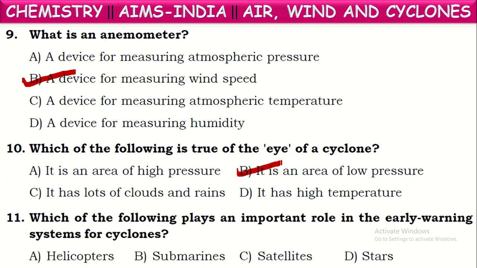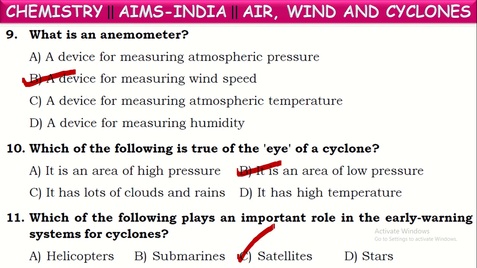Next one. Which of the following plays an important role in the early warning systems of cyclones? Yes, nowadays we are getting early warning systems. We are getting messages, indications and instructions from the meteorological department regarding these cyclones in advance. In getting this information in advance, what is helpful to us? Are they helicopters, submarines, satellites, or stars? Which are those? Yes, satellites.